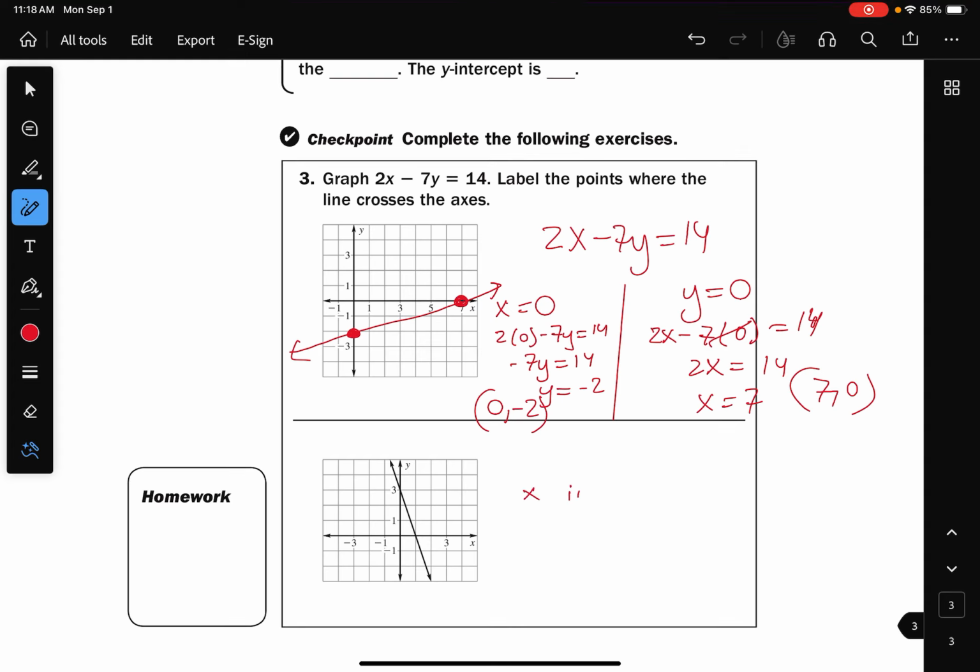And then here, x-intercept and y-intercept. So my x-intercept looks like it's at 1, 0. Again, I need it as a coordinate. And my y-intercept is at 0, 3.